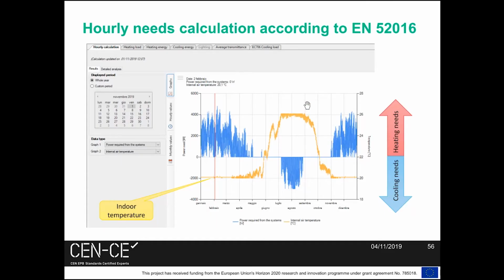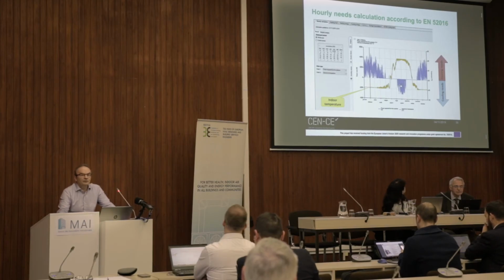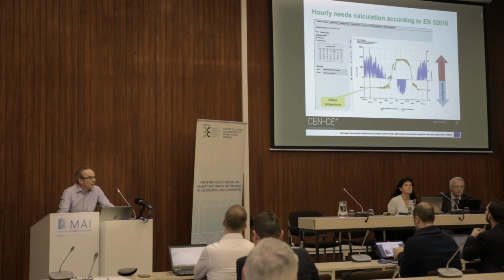This is probably coming in Italy, for example, where we are on the way of adopting most of the EPB standards. For example, this is an example from a software already using EN 52016 on an hourly basis. So you can see the result here. This is the power required, and you see that you have needs both on heating and cooling. And this is the temperature in your building, and you see the dynamics all around the year. So something already exists that is using exactly EN 52016.